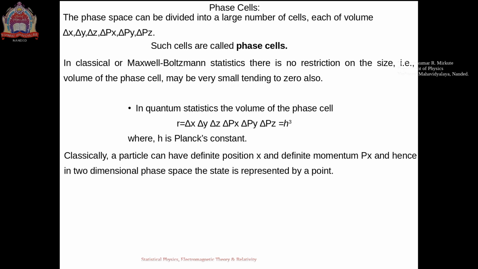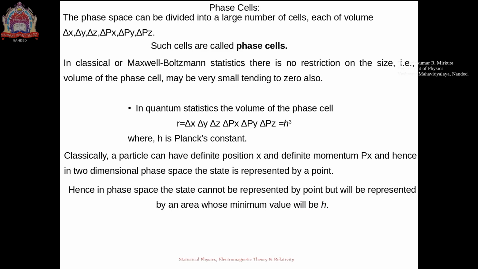Classically, a particle can be defined at position x and defined at momentum px, and hence in two-dimensional phase space, the state is represented by a point. But quantum mechanically, the state will be represented by an area whose minimum value will be h.